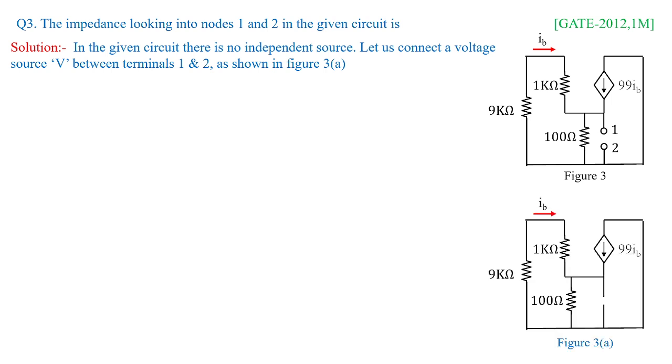So figure 3 is changed to figure 3a like this, and as I told you, I'm assuming a voltage V over here, and that voltage is supplying current I into the circuit like this. Now you see we have V parallel to 100, V also parallel to 9k plus 1k, that is 10k. So the same voltage is supplied across 100 ohms as well as 10 kilo ohms, that you need to keep in your mind.